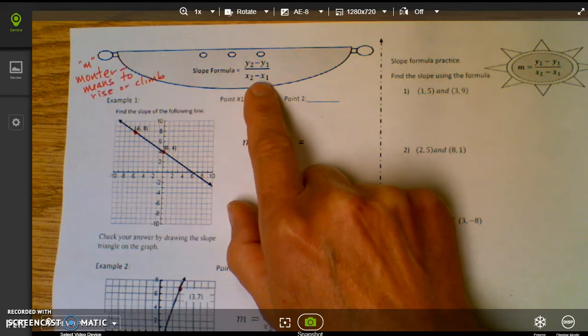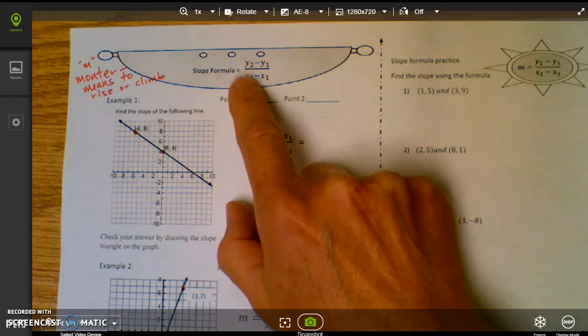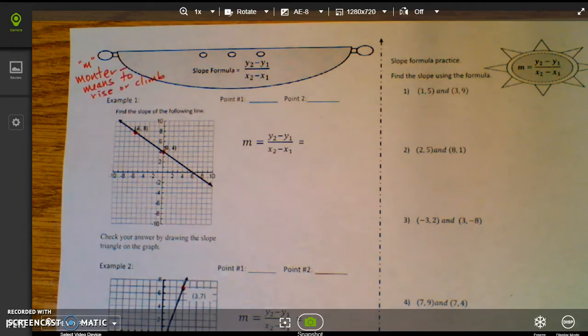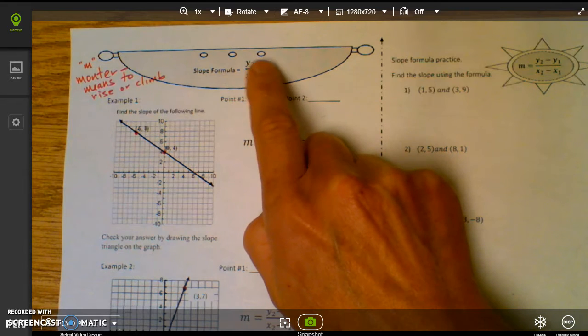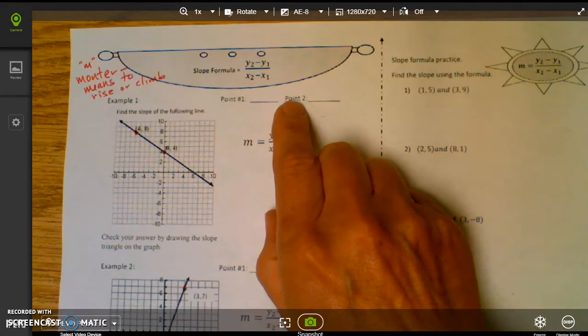Subscripts are not the same as exponents. Exponents have you actually do some multiplication. Those are just ways to identify your first point from your second point. We'll talk about that in a second.